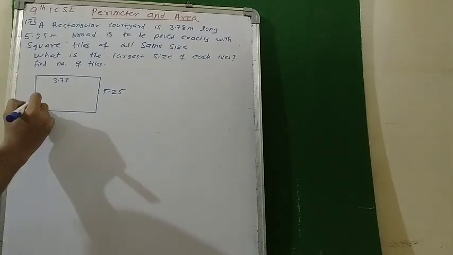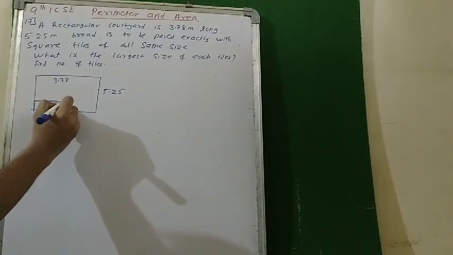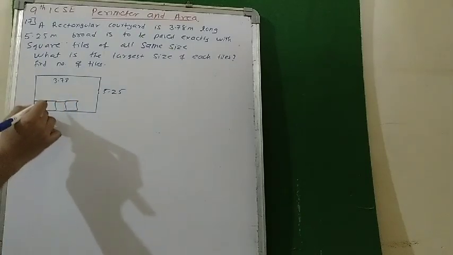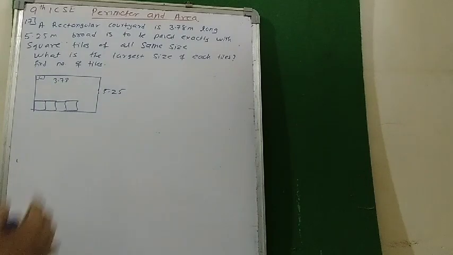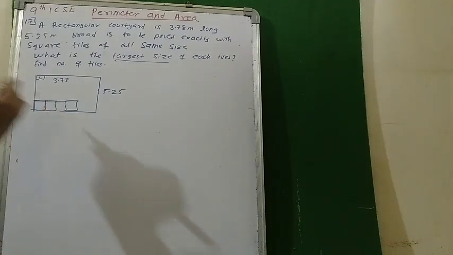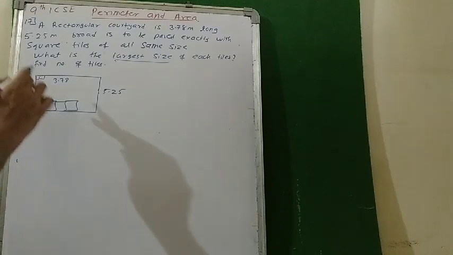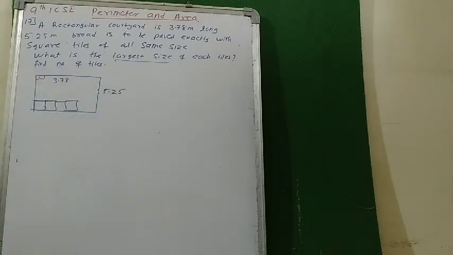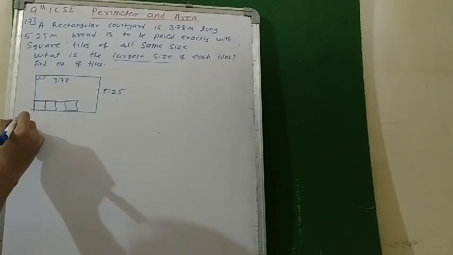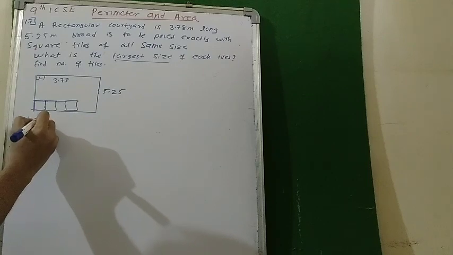So we need to put square tiles in it. Okay. So square tiles can be in bigger size or can be in smaller size. They are asked to find largest size because all the tiles should be of the same size. So the largest size of each tile. To find the largest size of each tile, I will find HCF, that is highest common factor of 5.25 and 3.78.